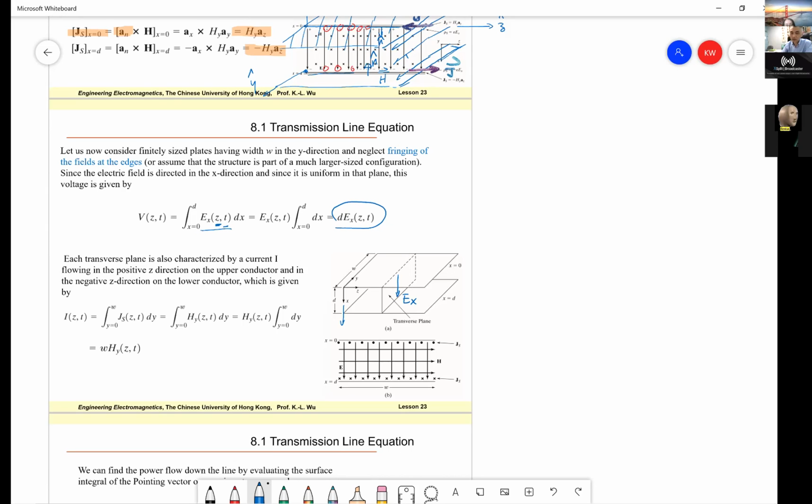So this is how we define voltage, because the voltage can be defined as the line integration of the electrical field. But now let's only do the integration along this path. Then we can try to find the total current. We assume the line width is W. Then we know the current density. This is the current density.